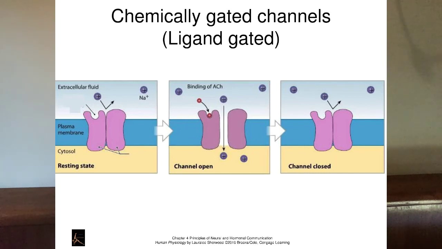ACh can bind, and when it does, it opens that channel. So now it's open and sodium can flow through. And sodium is flowing in along its concentration gradient. But also remember the inside of the cell is negative, so it is also flowing in based on its electric gradient as well. Once the neurotransmitter is removed, you can see in the last panel, the gate closes. And once that closes, the sodium can no longer flow through.